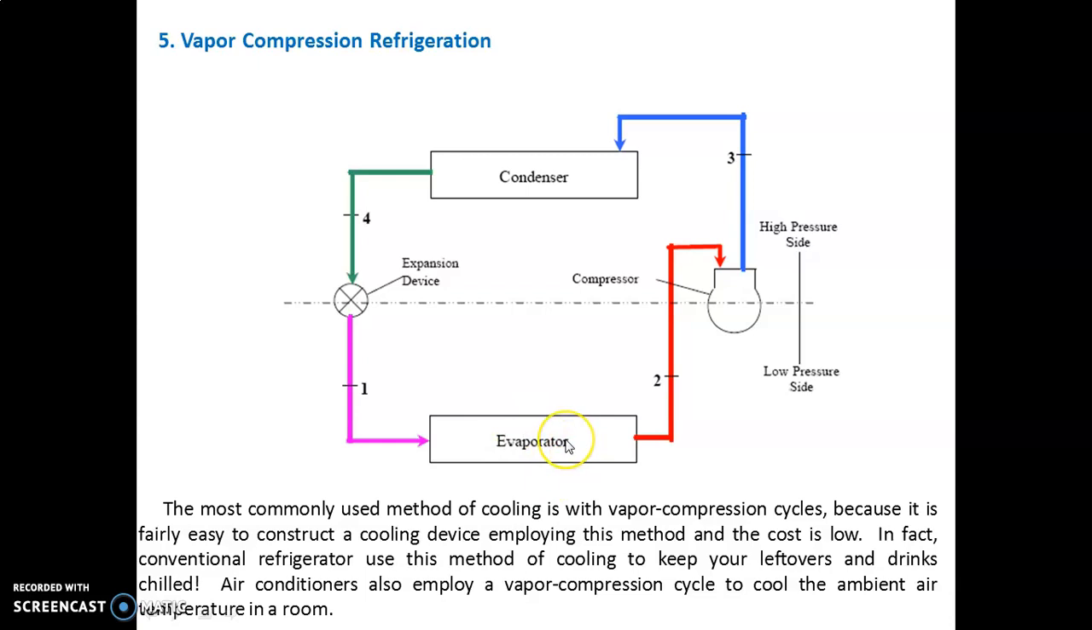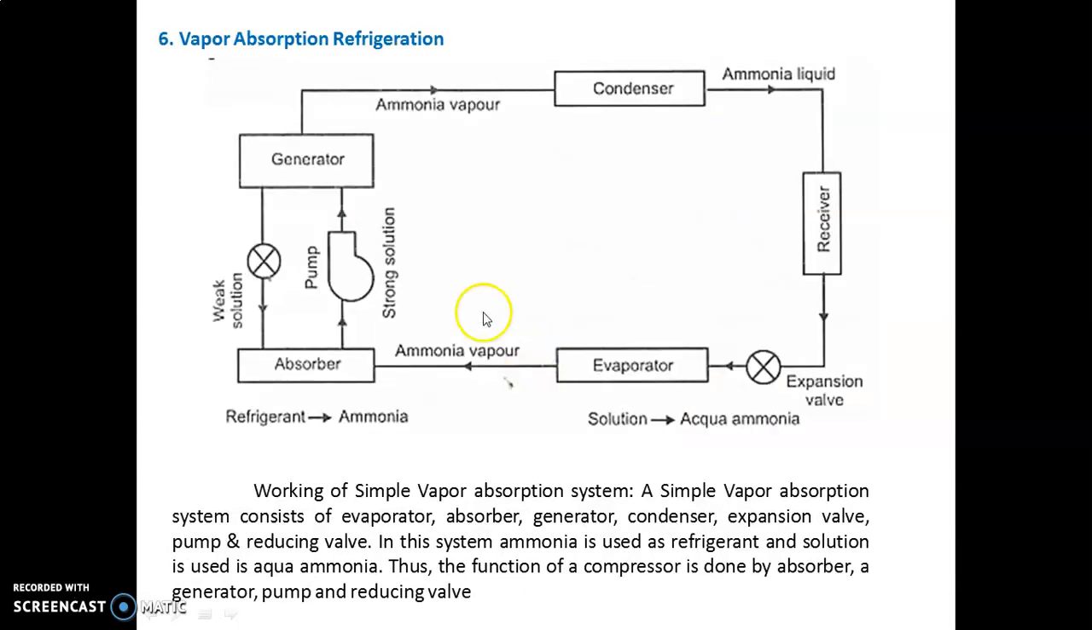The evaporator is placed in the application area where we get the cooling effect, and the same refrigerant in vapor form is circulated throughout the cycle in this process. So the next most important is the vapor absorption refrigeration system. Most of the components of the vapor absorption refrigeration system are the same as those of the vapor compression refrigeration system, but the main difference is that the compressor is replaced by a generator, absorber, and pump arrangement in the vapor absorption refrigeration system.